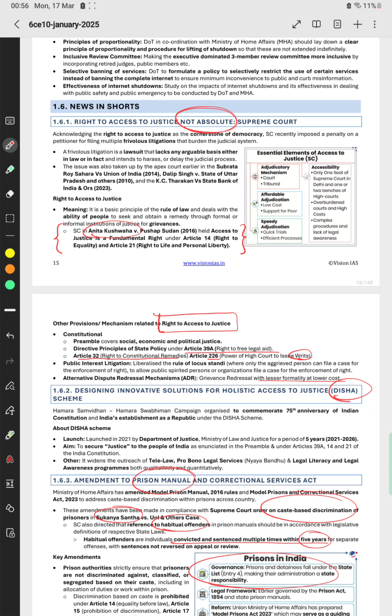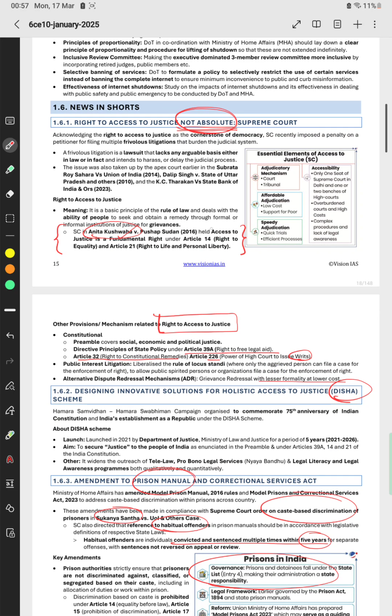Another topic, these are the short news items. The right of access to justice is not absolute. That means there are some reasonable limitations on the right of access to justice. In Anita Kushwaha, the Supreme Court said access to justice is a fundamental right under Article 14 and Article 21.